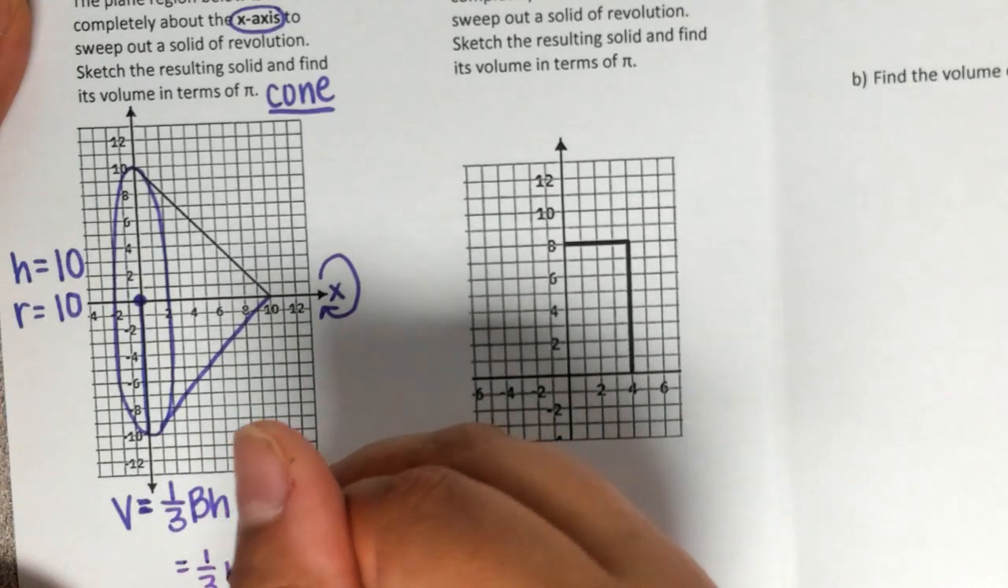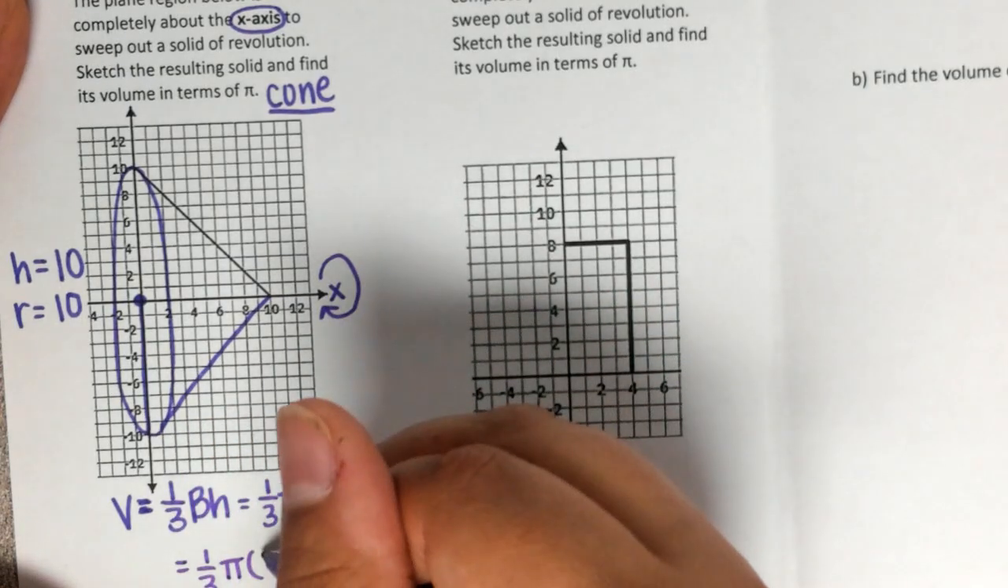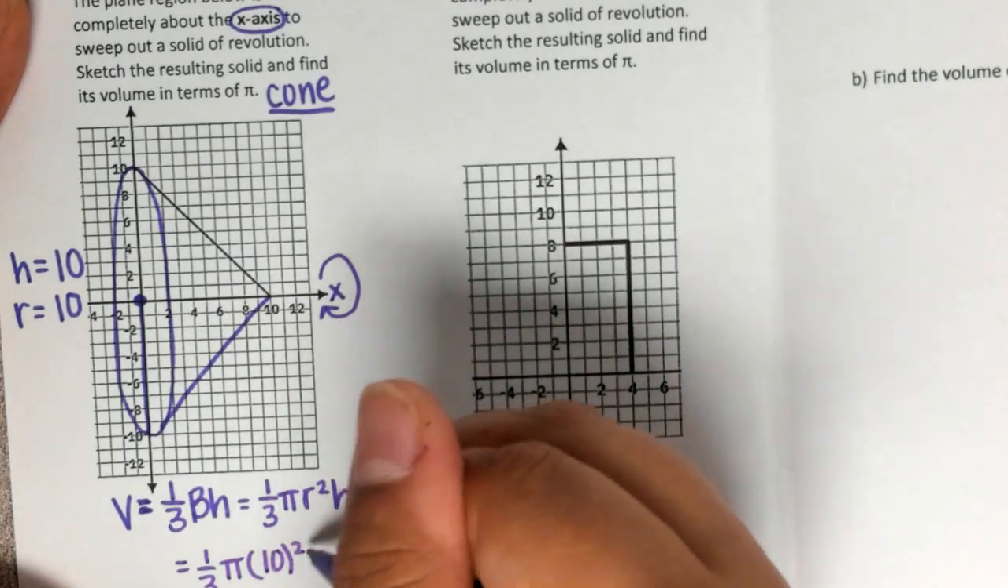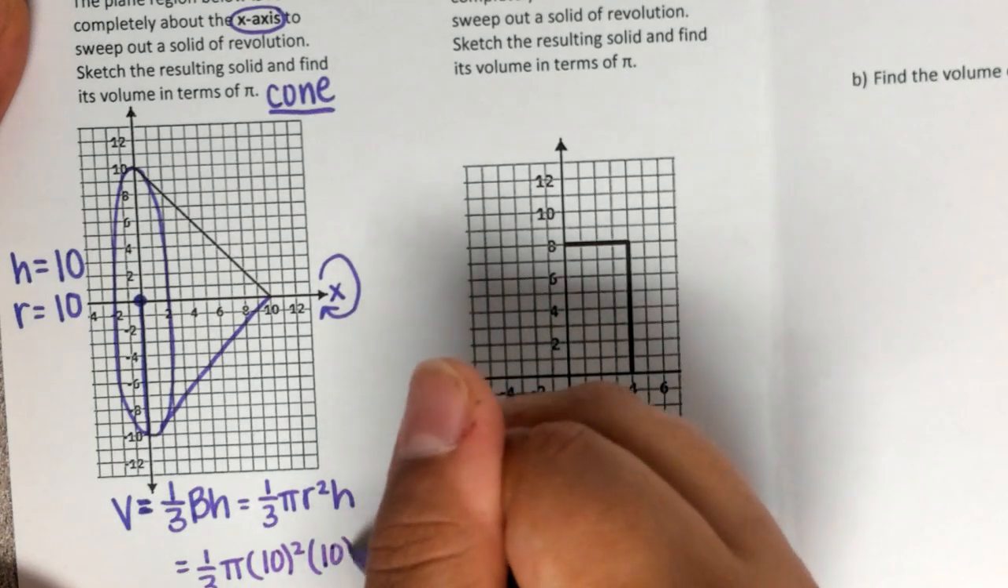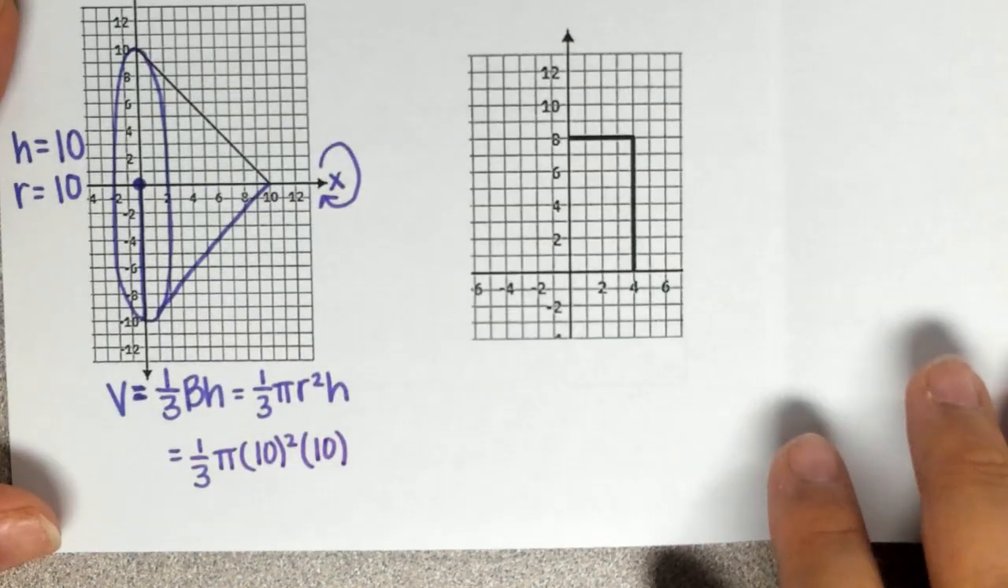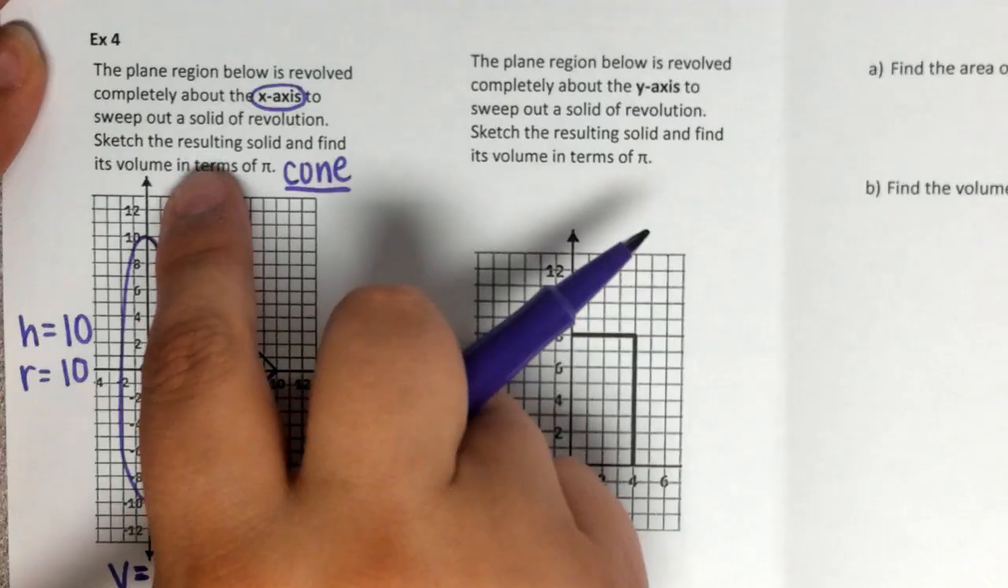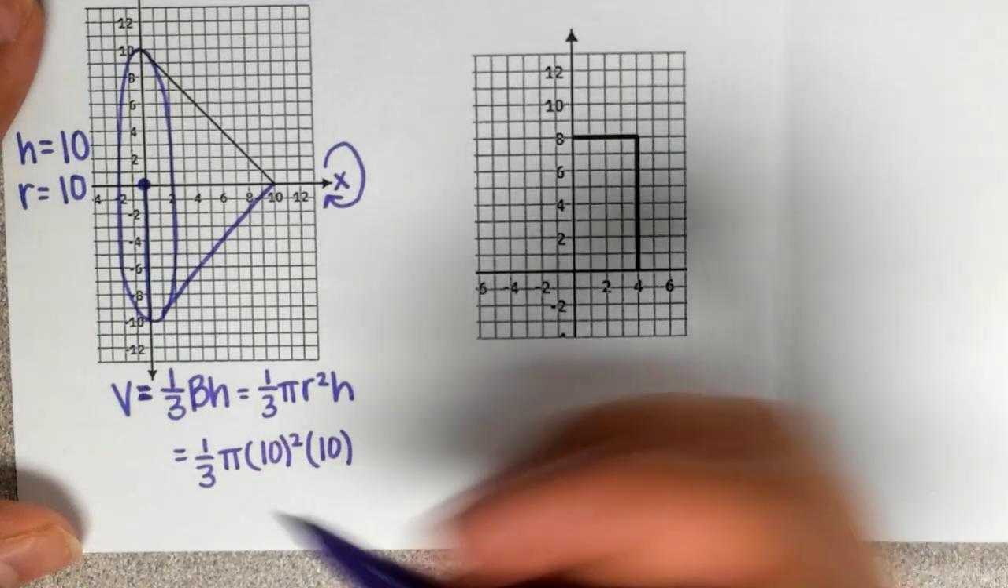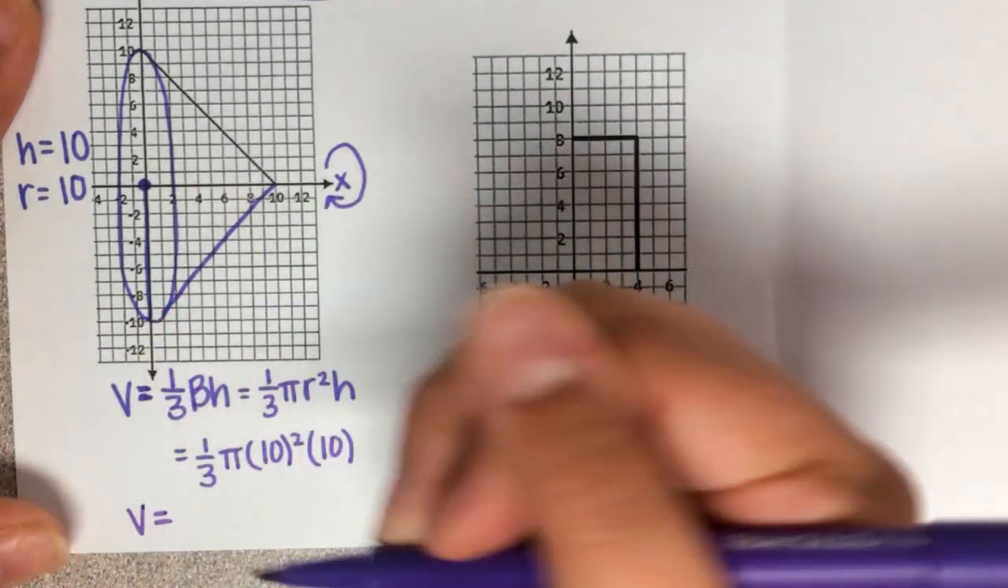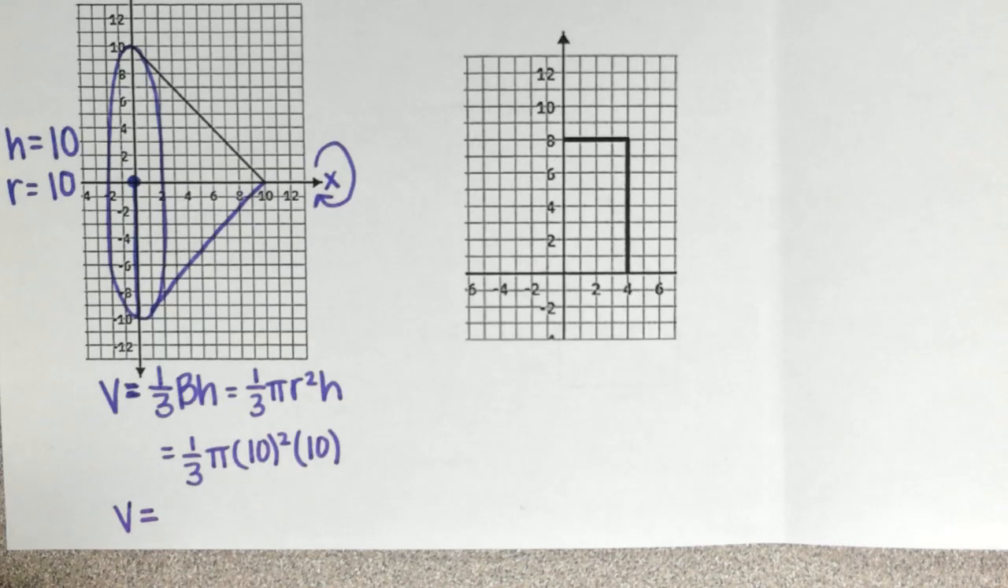1/3 pi. What is my radius here? Squared. What's my height? 10. And then plug that into Desmos. It says right here in terms of pi, so do not put pi in Desmos. And what do we get?